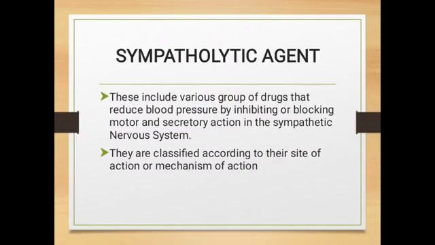So when we talk about sympatholytic agents, these drugs control the sympathetic nervous system by blocking the motor and secretory action in this system, those that control the heart, either to relax the muscle or to make the heart pump more. But mainly they help in relaxation of muscles that control heart contractions as well as heartbeats. They are also classified according to their site of action as well as mechanism of action. Sympatholytic agents are further grouped into smaller modes of action based on the type of nerve they affect once you take that particular drug.